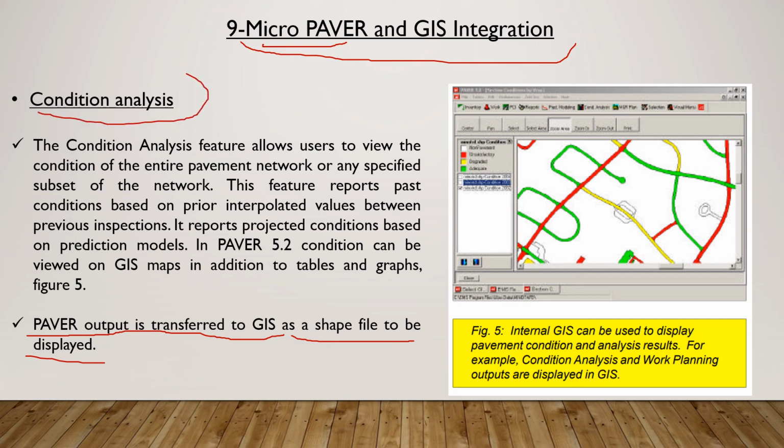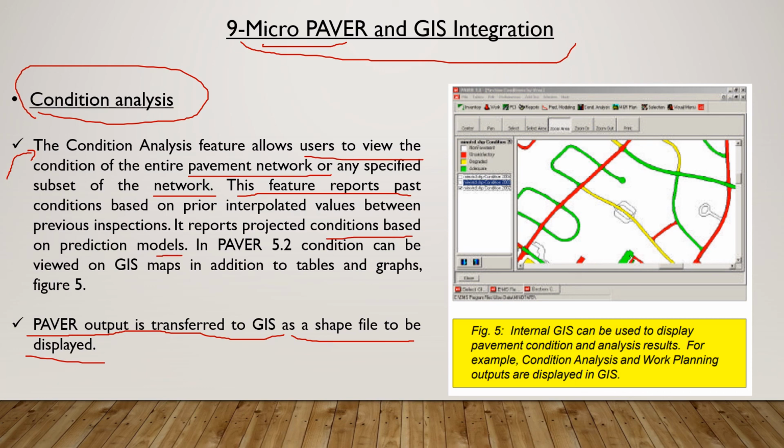This is known as condition analysis, where the condition analysis feature allows users to view the condition of the entire pavement network or any specified subset of the network. If we're talking about a road, this feature reports past conditions based on prior interpolated values between previous inspections. It reports projected conditions based on prediction models.